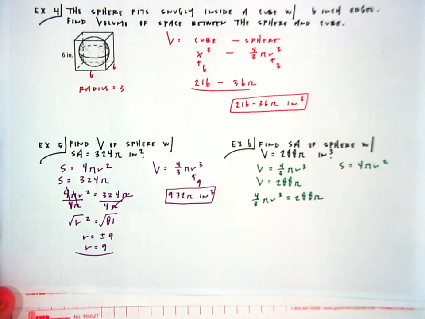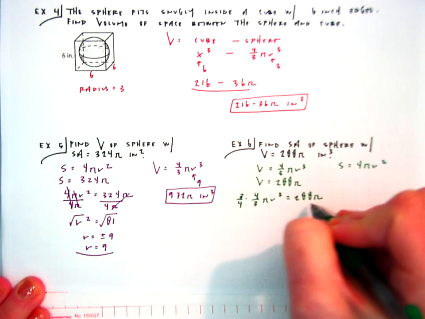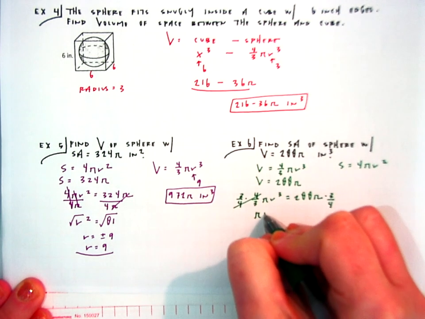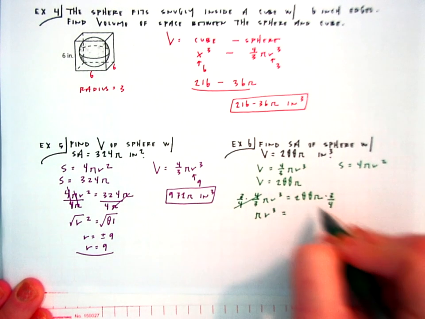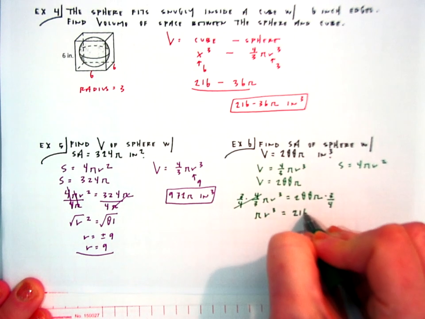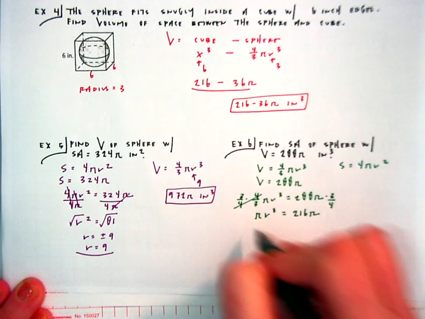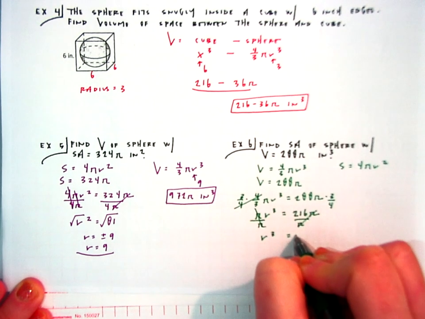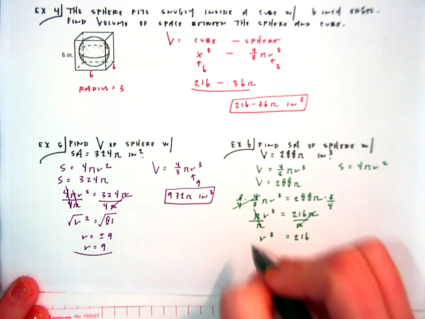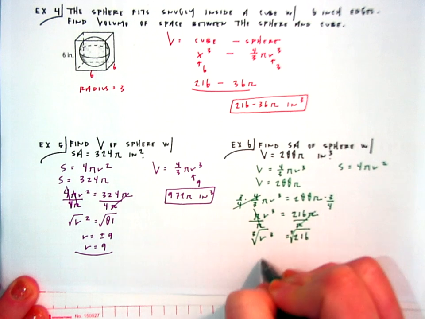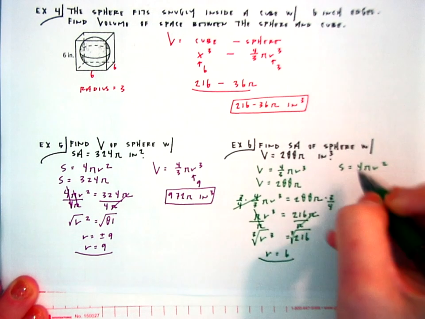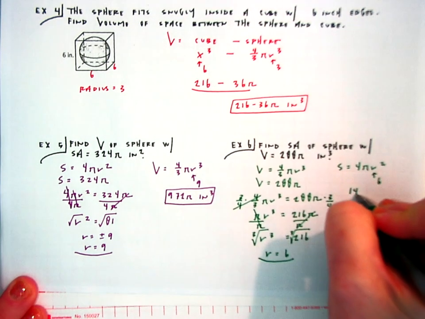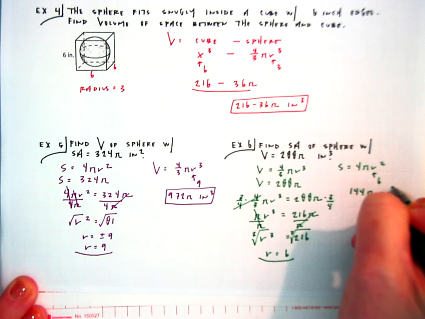Okay, I'd probably clear my fraction by multiplying each side just by 3/4. I'm just going to make that go to 1 really fast, just like that. So I have pi r cubed is equal to, well, 288 times 3/4 is 216 pi. Okay, I want to get the pi out by dividing each side by pi. So now my radius cubed equals 216, and now I can solve by taking the cube root of each side, and I get that my radius is 6. So I plug in a 6 over here. So 4 times 6 squared, 4 times 36, and I get 144 pi inches squared.